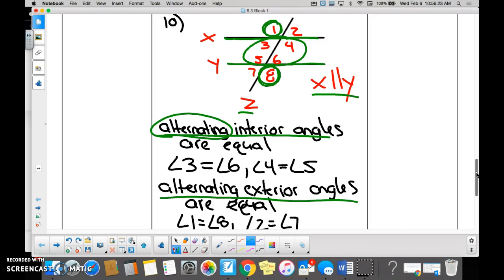The transversal. We're alternating over the transversal. We're switching over top of the transversal, right? Yes. Okay. Angle 5 is congruent to what interior angle? Angle 4. Because they're alternating interior angles, right? Yes. Questions?